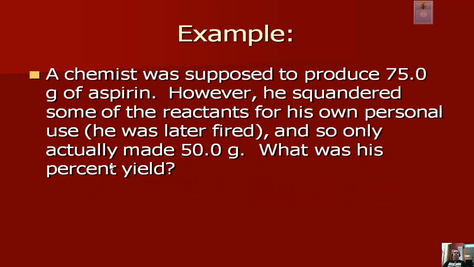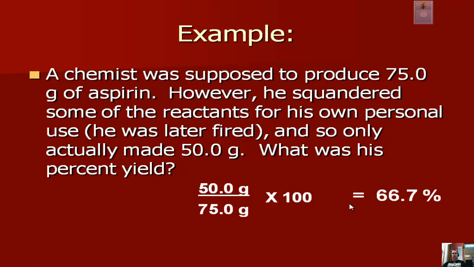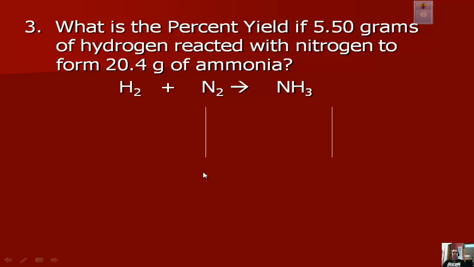So let's look at this one. It says a chemist was supposed to produce 75 grams of aspirin. However, he squandered some of the reactants for his own personal use, although he was later fired for this. So he only actually made 50 grams. What was his percent yield? So actual yield, 50 grams, divided by theoretical yield, what he should have made, times 100. And you find out 66.7%.